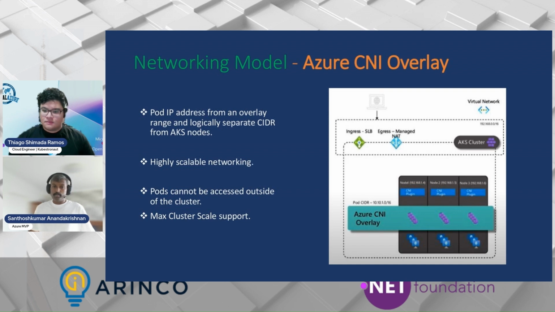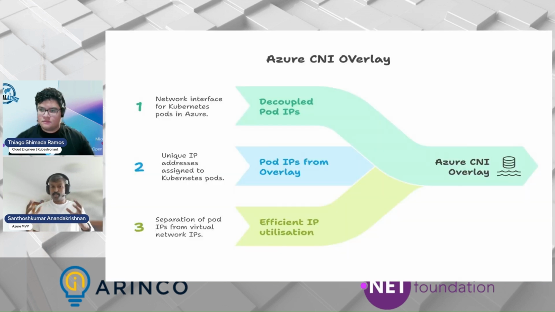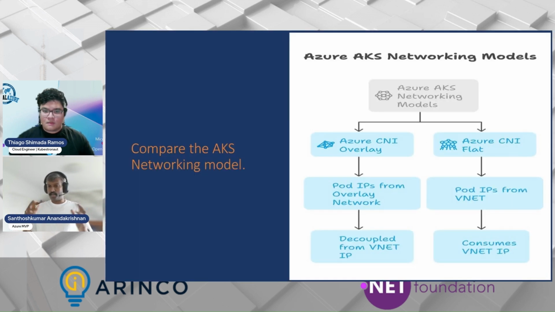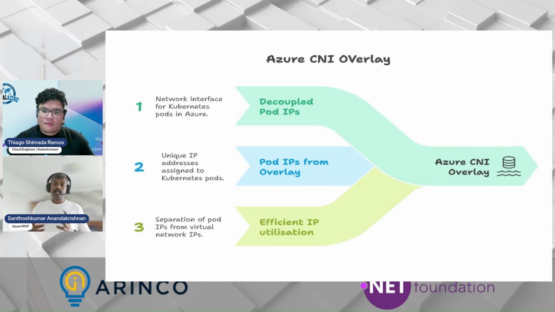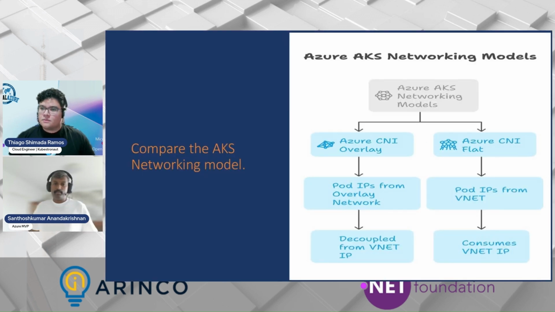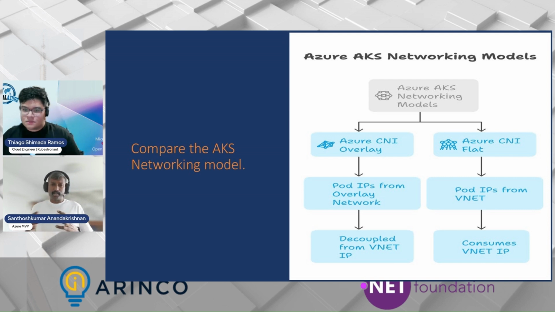The next slide covers what we discussed earlier, the difference between the CNI flat model and CNI overlay, which is the decoupled pod IP address. The pod IP address is different and the node's IP address is different. On the overlay network, pods receive an IP address from an overlay network, using VXLAN, the network encapsulation methodology, and it decouples the IP address assignment from the VNet's IP addresses. Performance-wise, there is a slight overhead, but this is one of the best scalability options within the two models. The next slide will give you the Azure AKS networking models comparison.